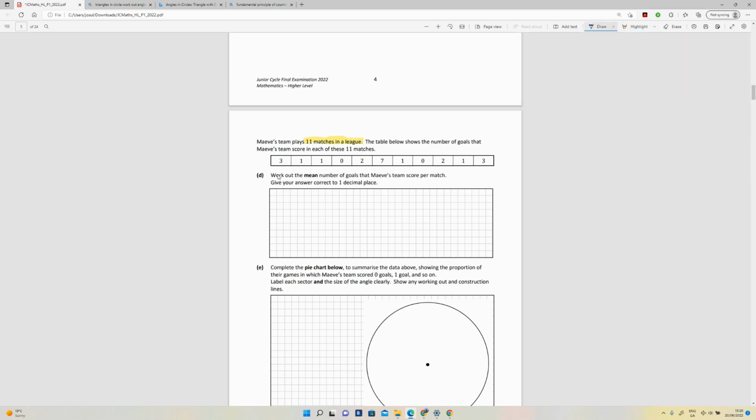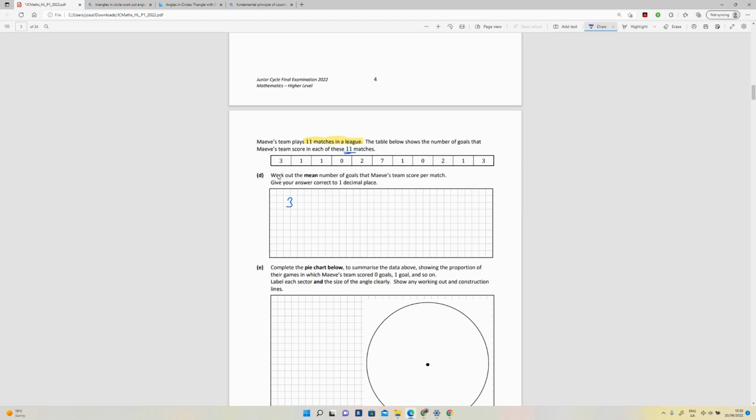Okay, so game number 1, they scored 3 goals. Game number 2, they scored 1 goal, and so on. So work out the mean number of goals that Maeve's team score per match. So you basically want to add each of these up and divide by the number of games, and we've been told that the number of games is 11.